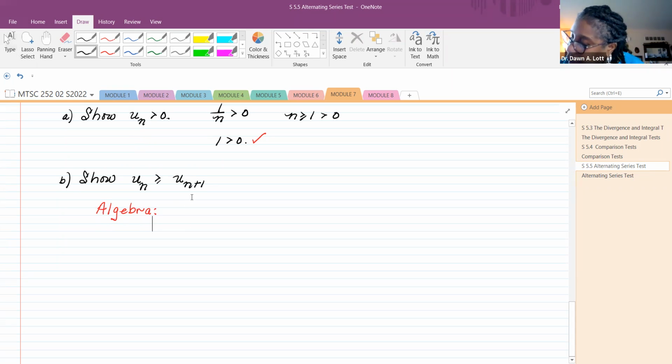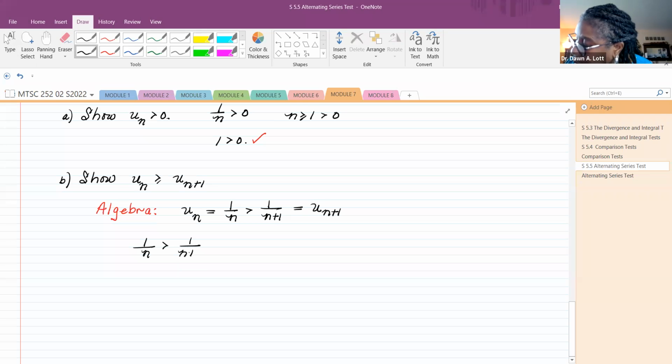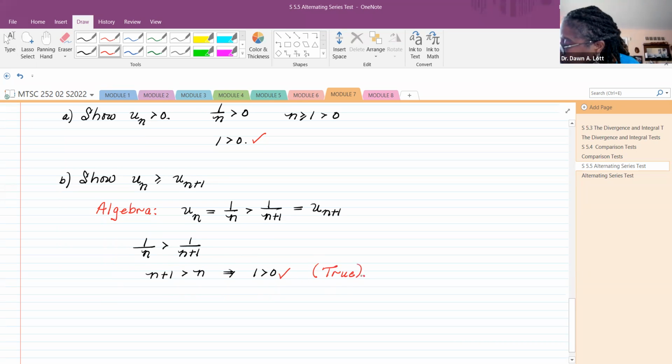So in order to do that, I have UN equal to 1 over n, and that has to be bigger than 1 over n plus 1, which is UN plus 1. So I have 1 over n is greater than 1 over n plus 1. So both of them are positive, so I can multiply and get n plus 1 is bigger than n, and that just tells me 1 is greater than 0, and that's true. Okay, so that's the first way I can show it.